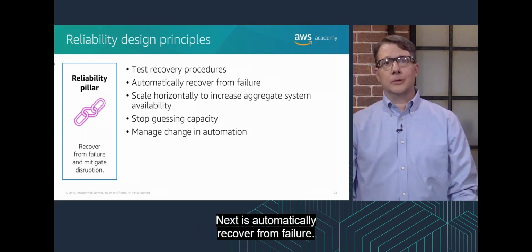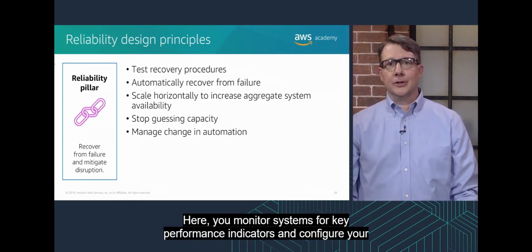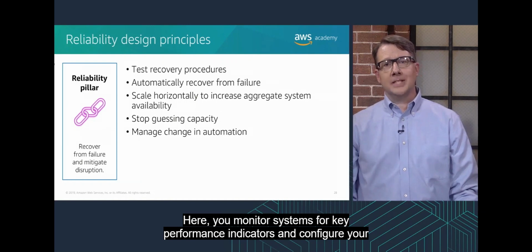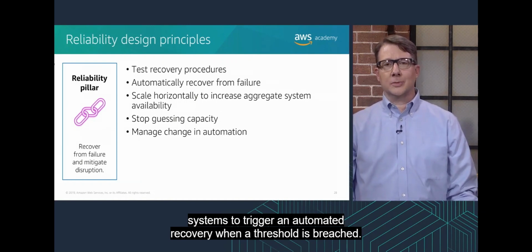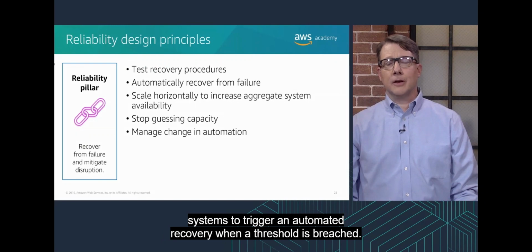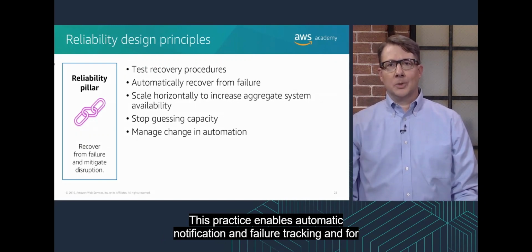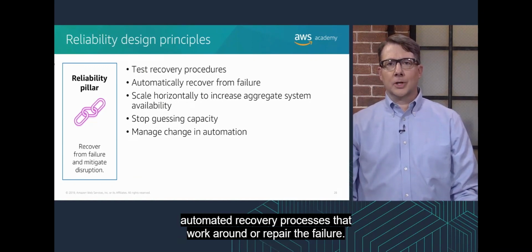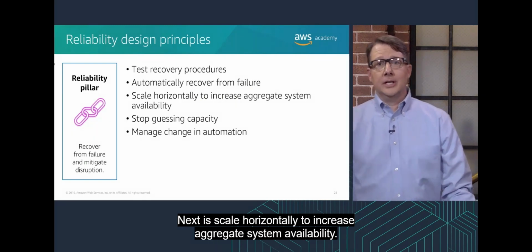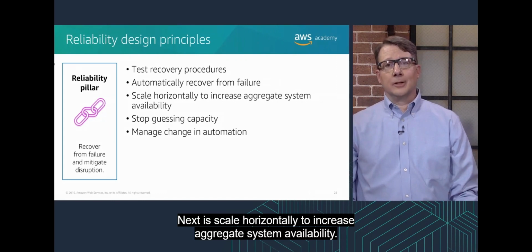Next is automatically recover from failure. Here you monitor systems for key performance indicators and configure your systems to trigger an automated recovery when a threshold is breached. This practice enables automatic notification and failure tracking, and for automated recovery processes that work around or repair the failure. Next is scale horizontally to increase aggregate system availability.